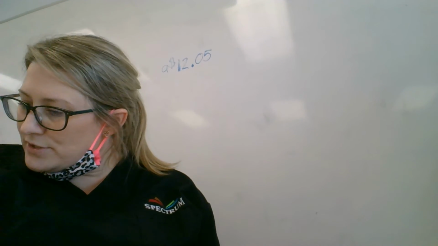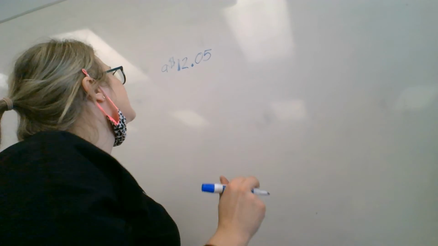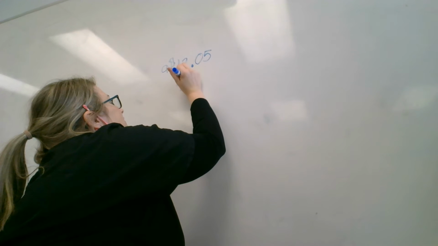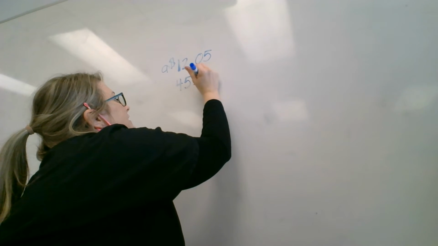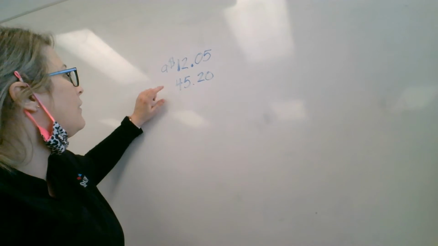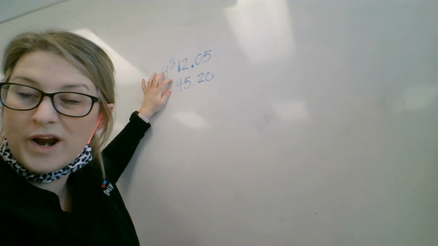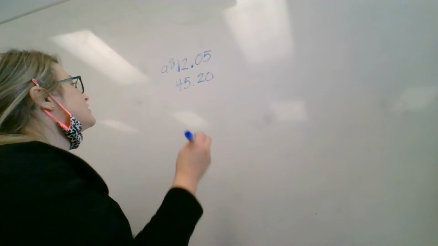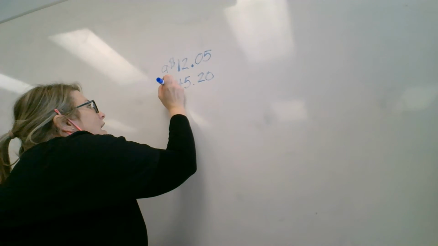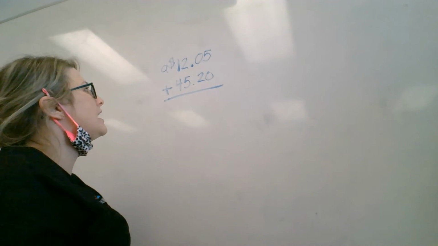So let's see, they bought the doll and the phone. The phone was $45.20. Normally, I like to put the big number on top. However, this is how this problem was read. And because we're just going to be adding, it's okay that that big number is on the bottom. But generally, it's better to keep it on the top.